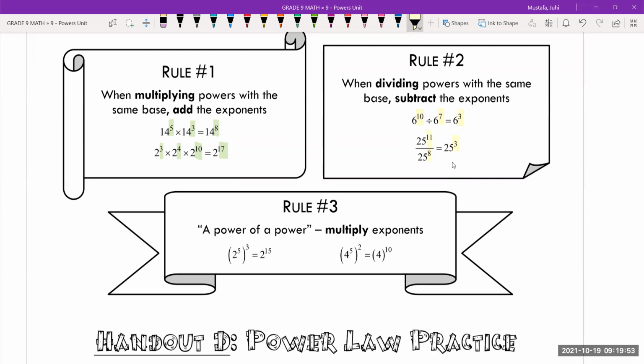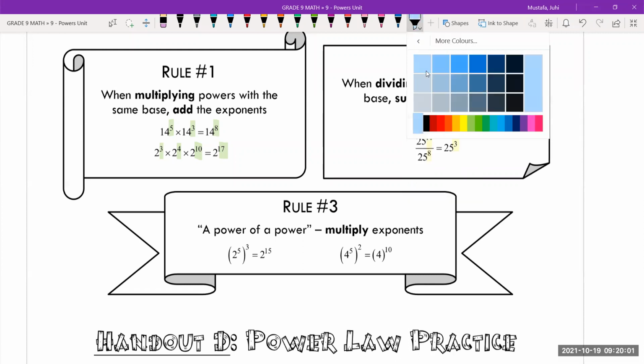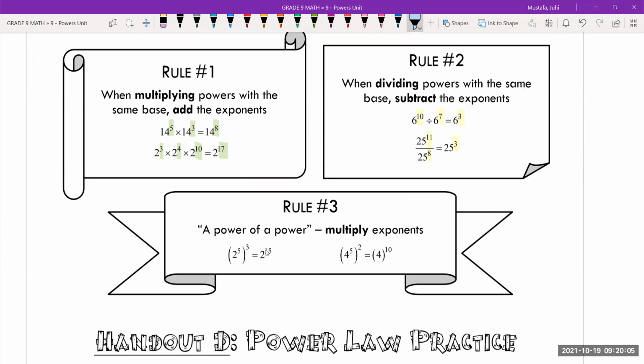And then rule number 3 is called a power of a power. So when you have a number that is to the power of another number, what you're going to do is you're going to be multiplying those numbers together.